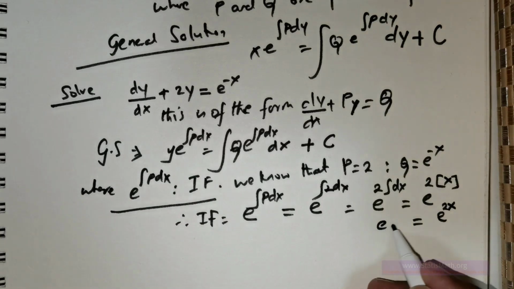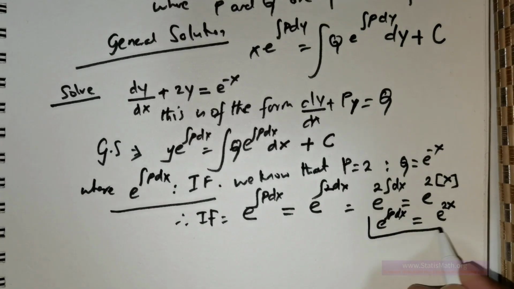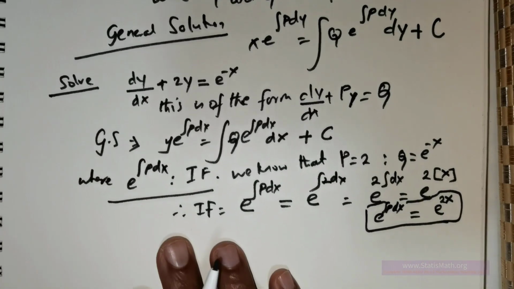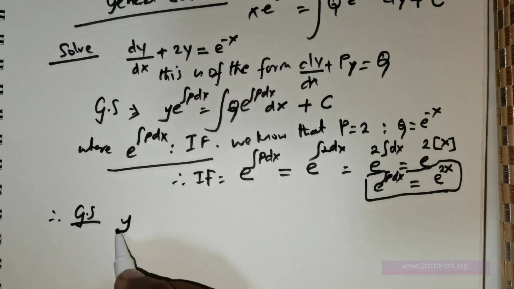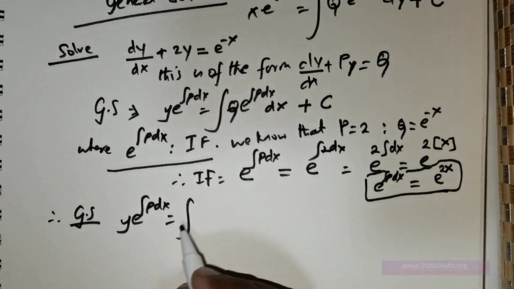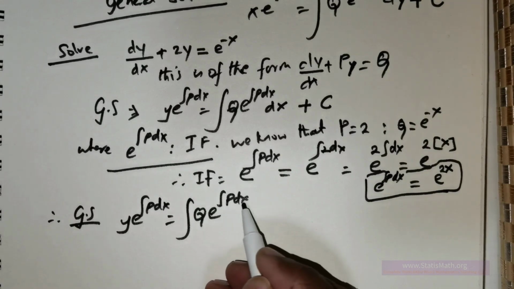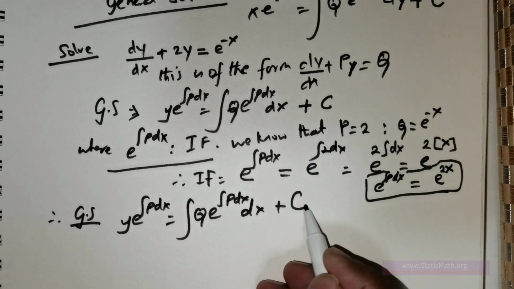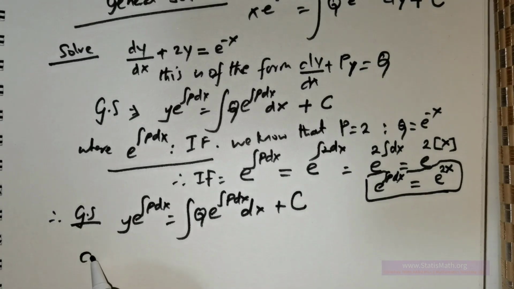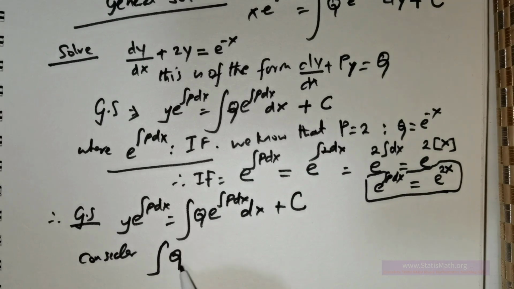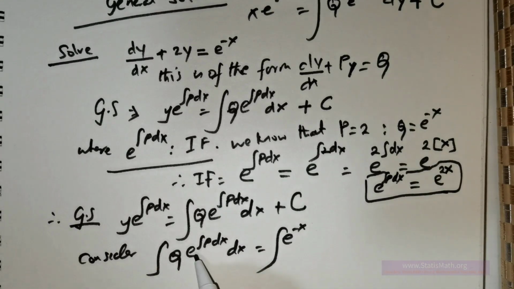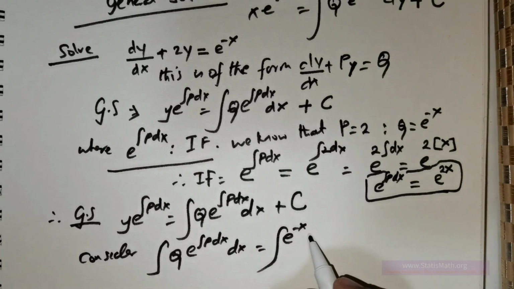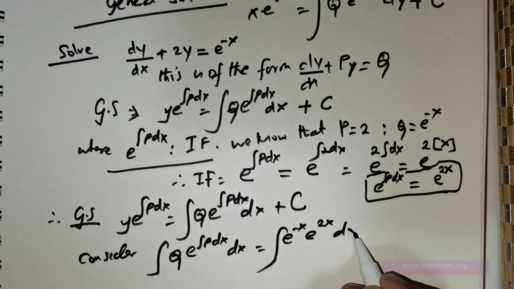So e^(∫p dx) is e^(2x). That's it. So the general solution is y·e^(∫p dx) = ∫ q·e^(∫p dx) dx + c. Consider ∫ q·e^(∫p dx) dx. I know the value of q, which is e^(-x), and I know the value of e^(∫p dx), which is e^(2x). Place the differential operator dx.